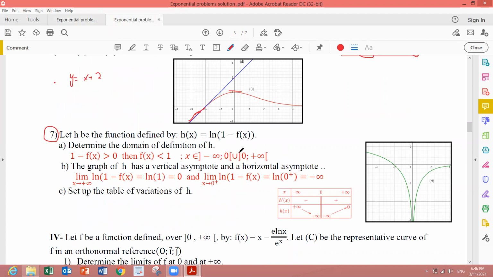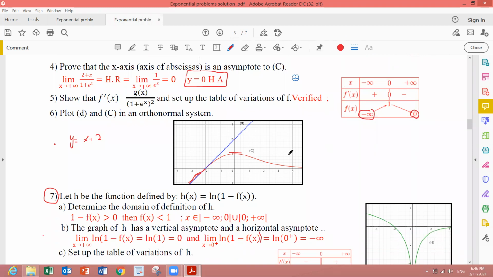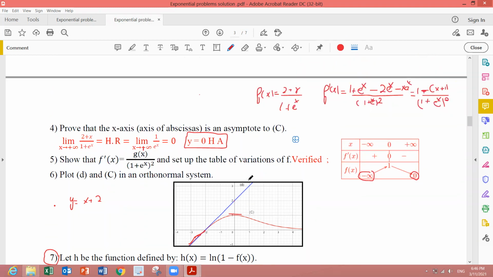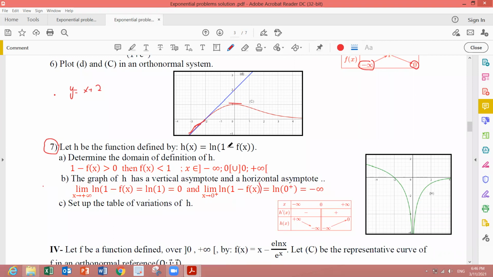So, to determine the asymptotes, the limit as x tends to 0 plus of ln(1 minus f(x)). Since f of 0 is 1, we get ln of 1 minus 1, which is ln 0, which is minus infinity. So the limit as x tends to 0 equals minus infinity. Then we say x equals 0 is a vertical asymptote.